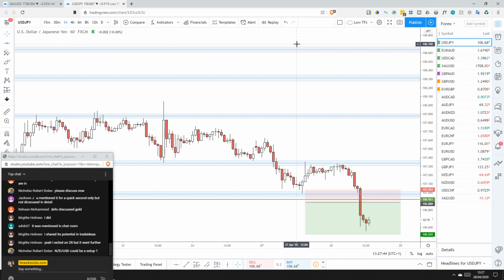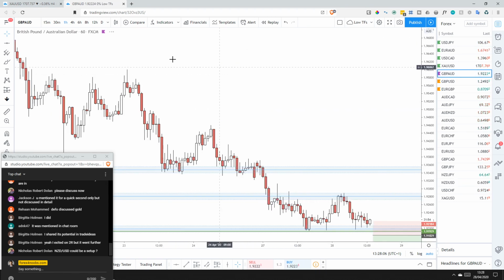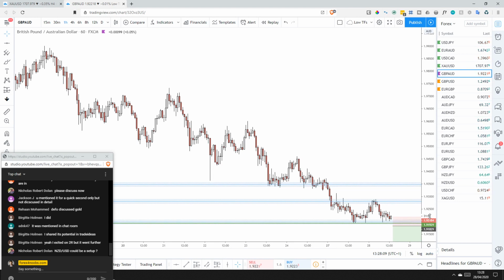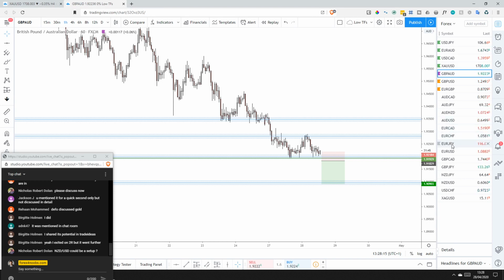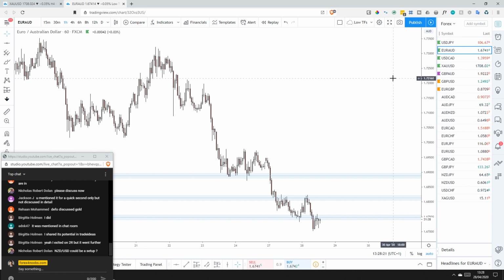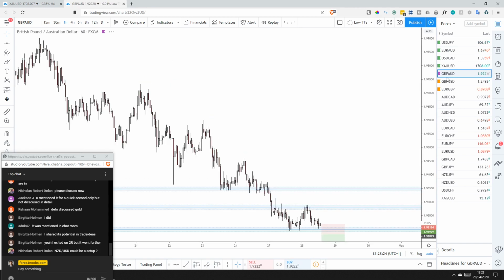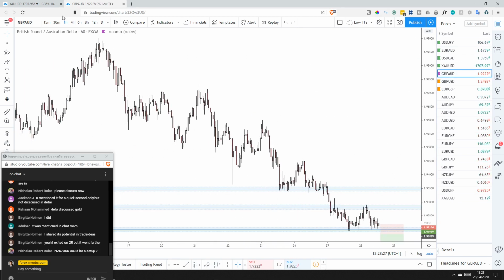Righto, guys. So I think I'm going to wrap this one up. There's not much else to discuss here. Unless there's any questions. Otherwise, just keep an eye on these potential setups. Potential short on GBPAUD. Yeah, potential short on GBPAUD on the 1 hour.